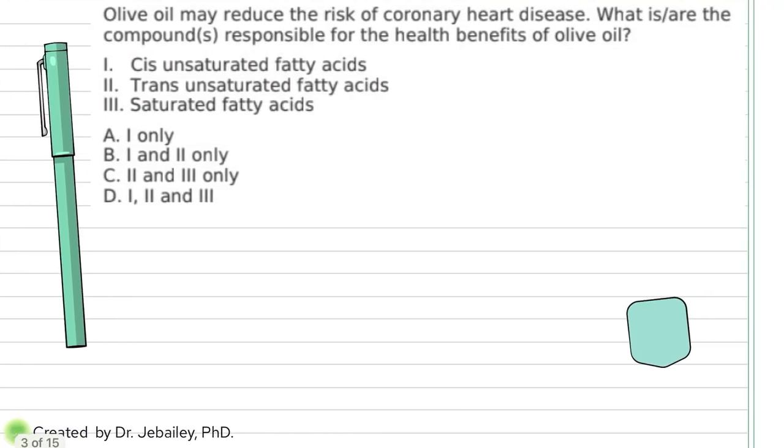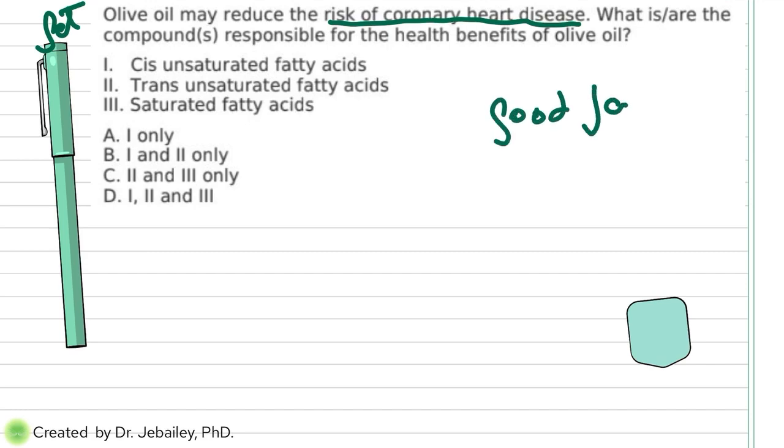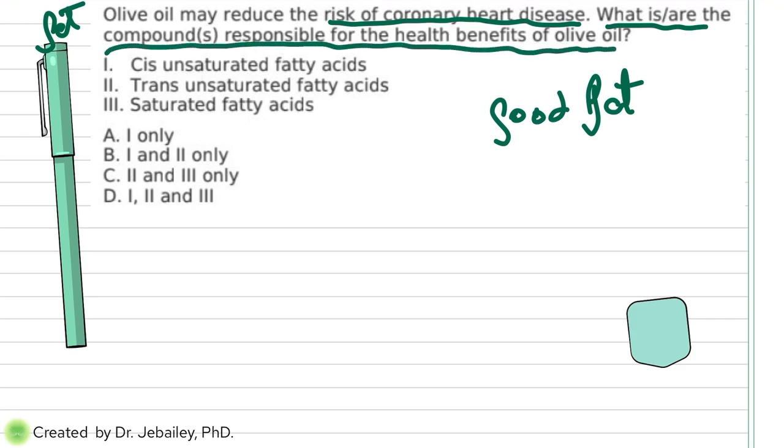So going to the next question, it says here olive oil, and you can see that olive oil means what? Fat. It may reduce the risk of coronary heart disease. So basically, it's a good fat. Now, what is or are the compounds responsible for the health benefits of olive oil? So basically, when they say compounds, they're trying to say, what is this good fat made of? That's the question. So here they give you three options.